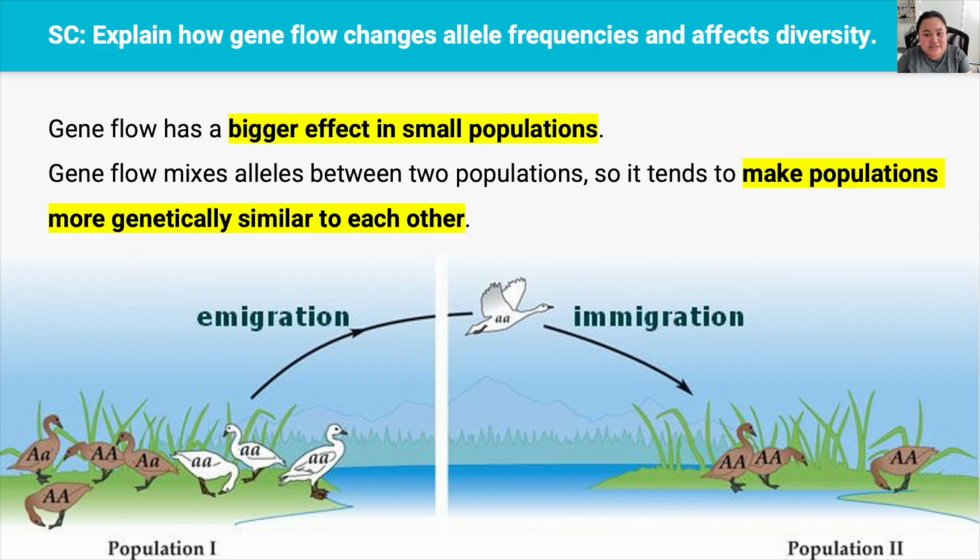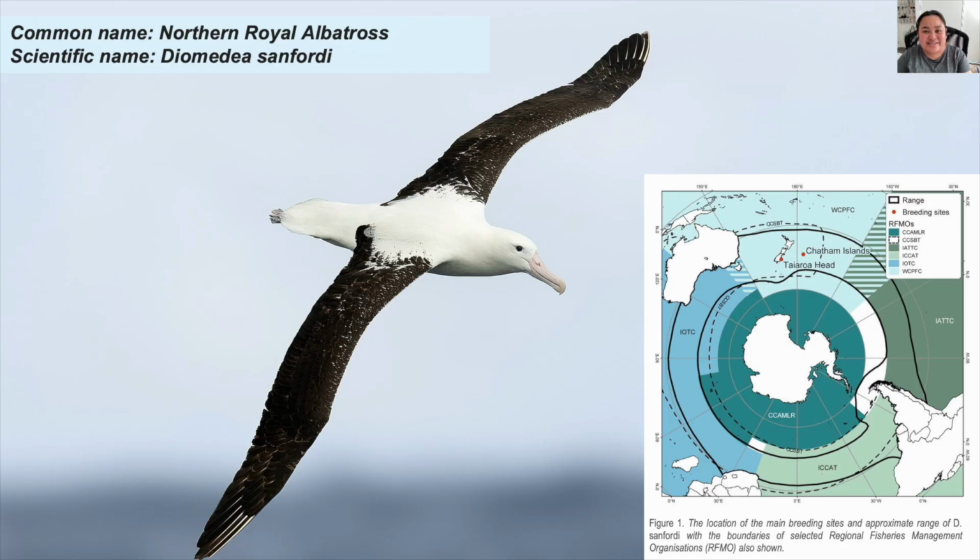Another important point is that gene flow tends to make populations more genetically similar to each other because alleles are shared back and forth. If two populations are exchanging individuals regularly through migration, their gene pools mix and they're less likely to diverge and become different species. But if there's no migration and no gene flow between two populations, the populations may evolve separately and become genetically distinct over time. Let's look at a unique New Zealand example.